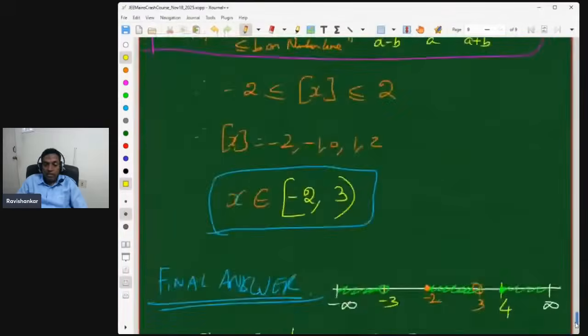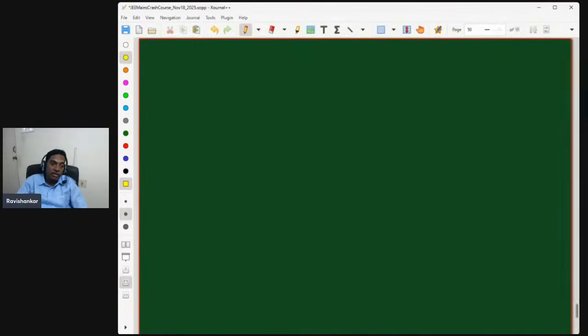Just keeping track of all the cases, etc., that is the tricky part in this question. It's not conceptually very hard. Okay, so we have done.